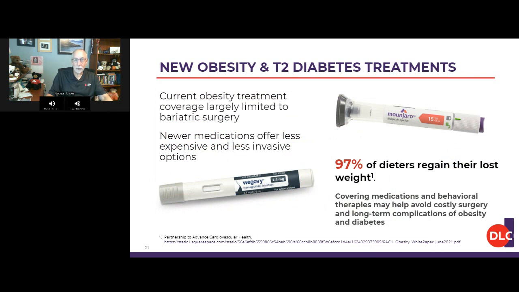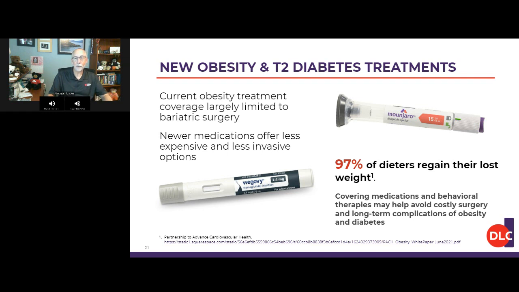New obesity and type 2 treatments are out there. A lot in the news on these issues. These new drugs treating type 2 diabetes and obesity are very effective. Your patients are losing 15% of their body weight or more, in some cases 20, and it's really helping to lower their blood sugars while this is happening. So it's managing type 2, and it's also helping them lose weight and managing their obesity.